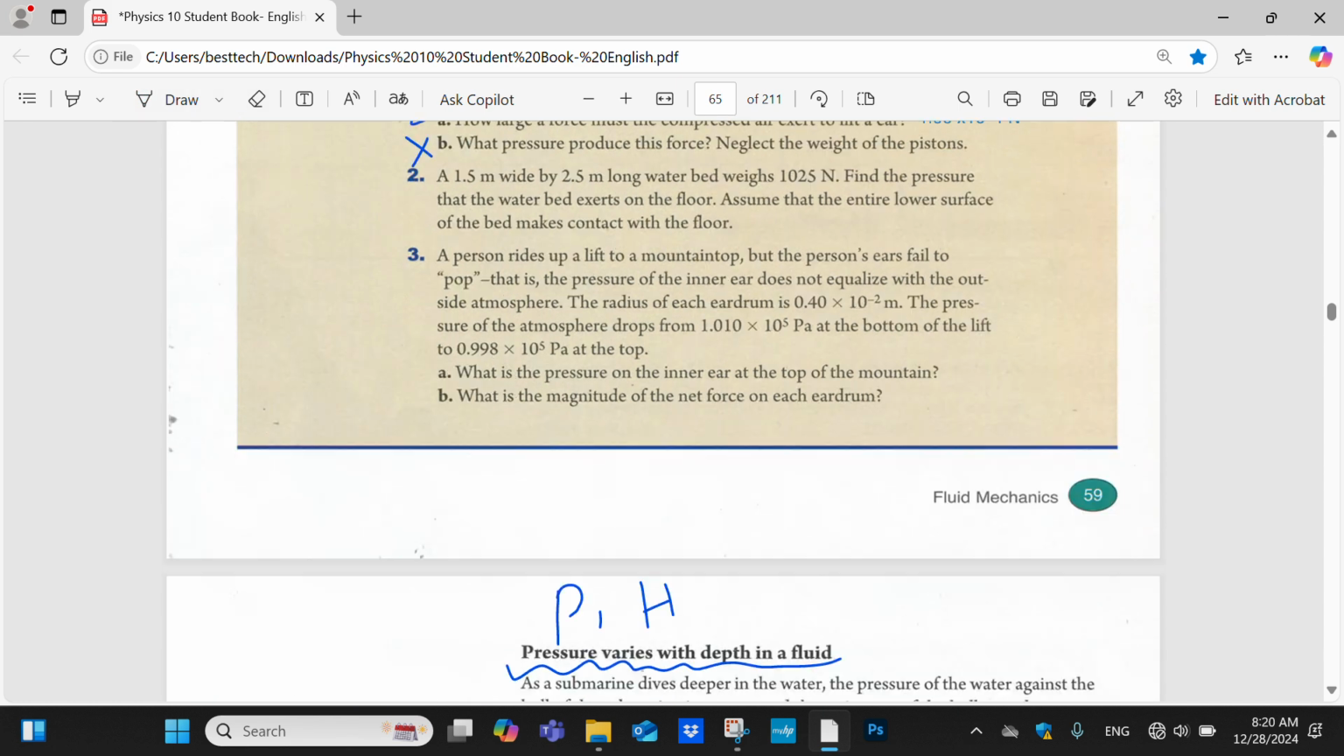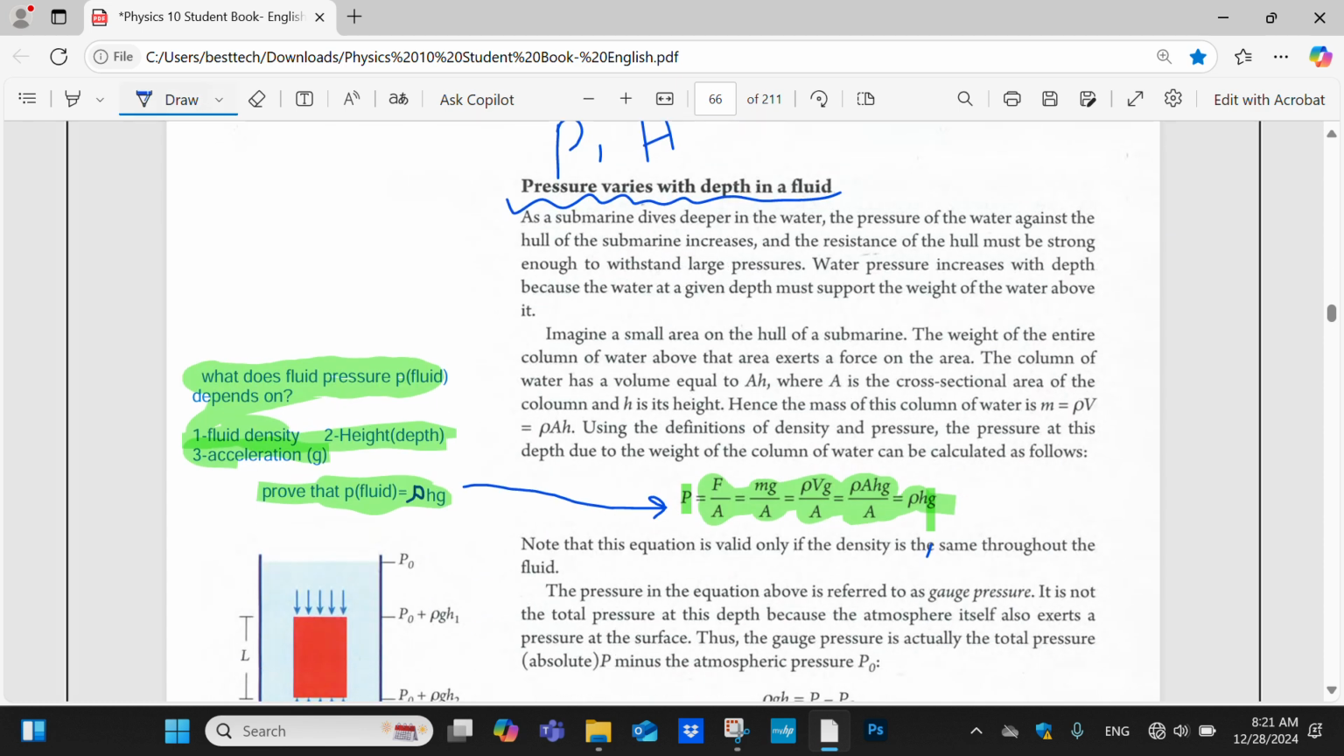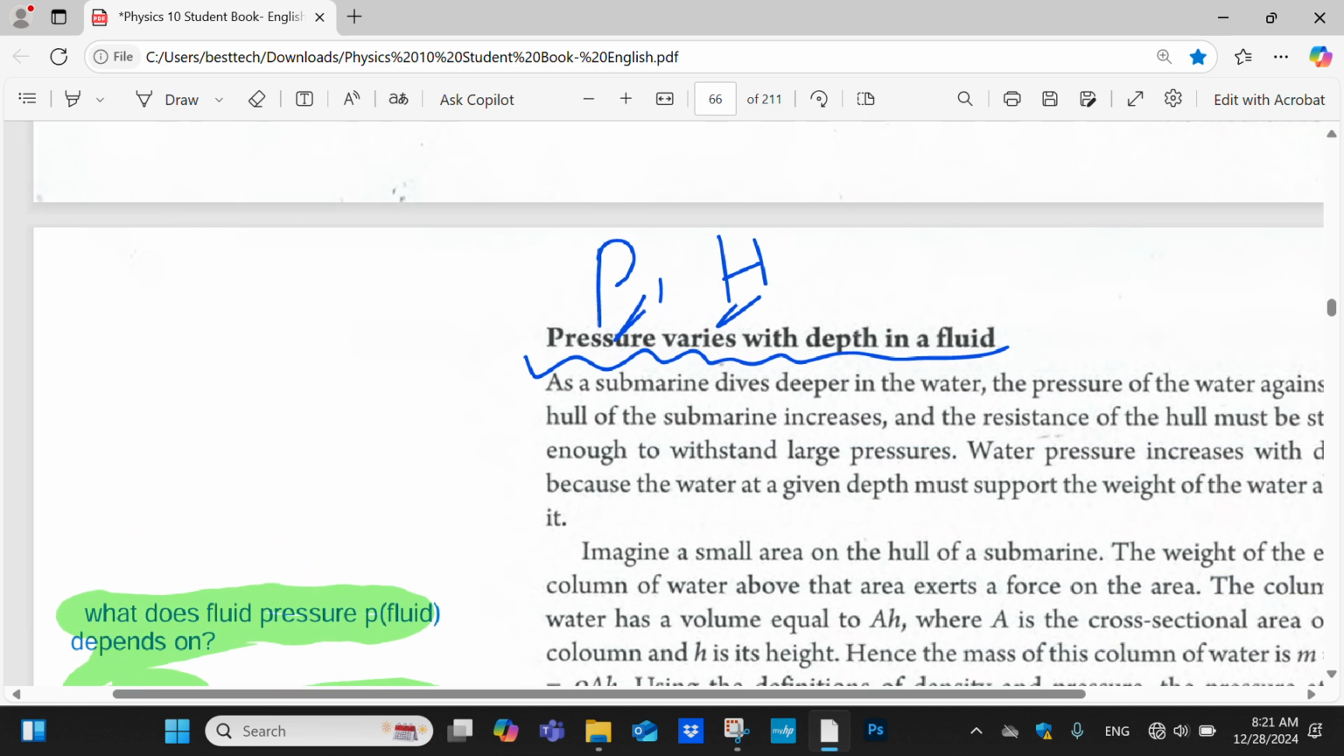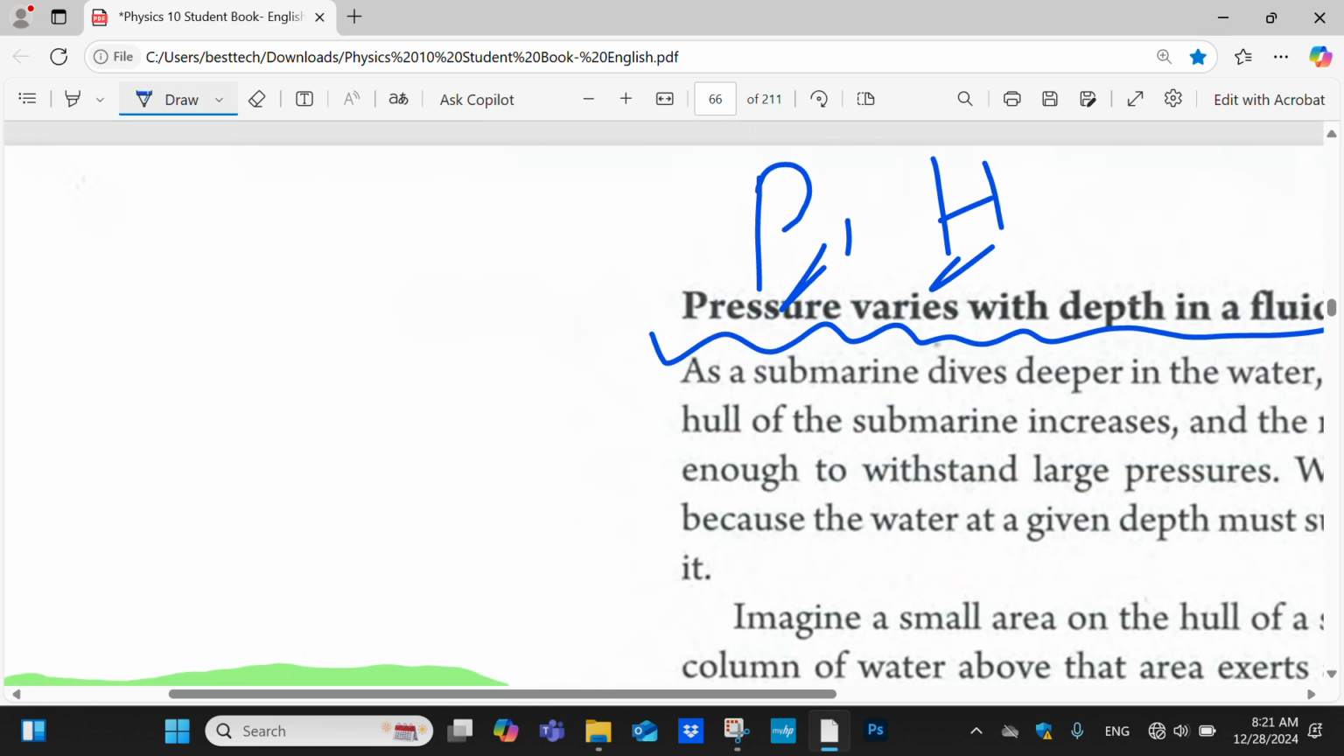In the previous lesson we solved those examples. Now we have another topic, which is called pressure varies with depth. In this video, we're going to study how the pressure P changes with H. Before that, we have a rule called pressure of the fluid. Let me prove the rule for you.